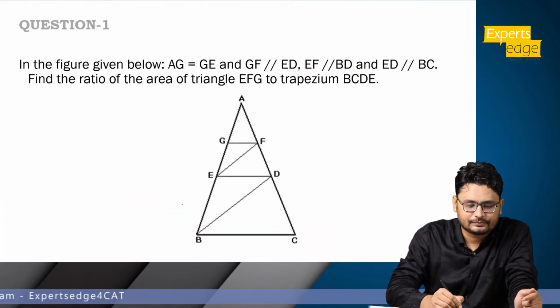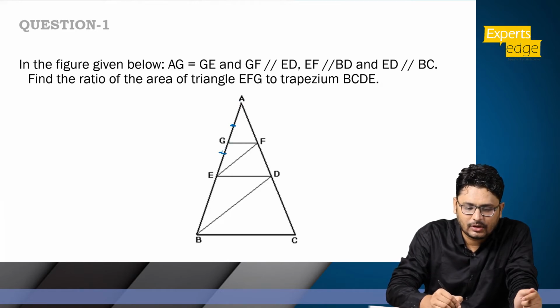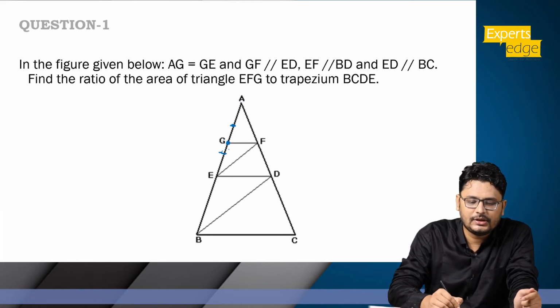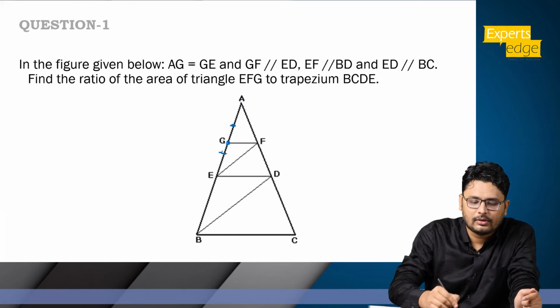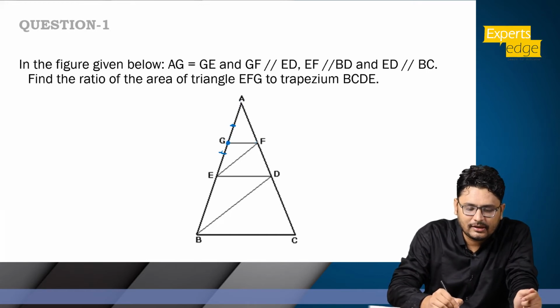What it says, AG is equal to GE, that means AG is equal to GE. What is the midpoint of it? G, right? So I can say my GF is a median in triangle AGE, right?